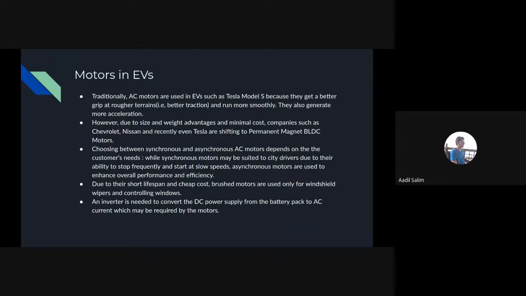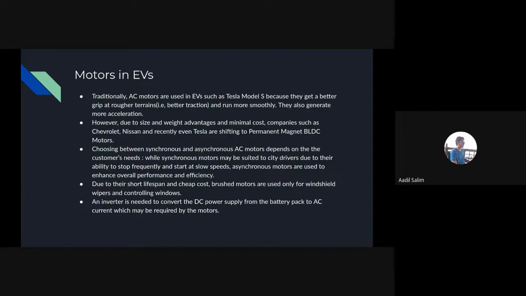Why? Because there are significant size and weight advantages to it. The cost compared to AC motors is also much lesser. So you can imagine, in a vehicle, the optimization of size and weight is of utmost importance, and this is why BLDC motors are so useful. And as mentioned earlier, these motors can come in even the smallest of sizes and can still deliver the required power.